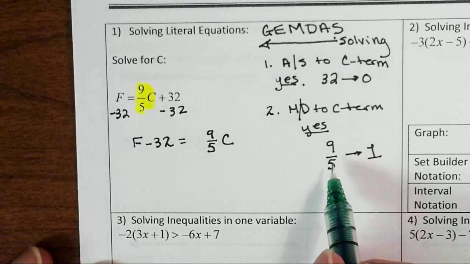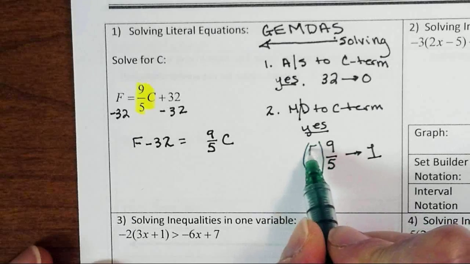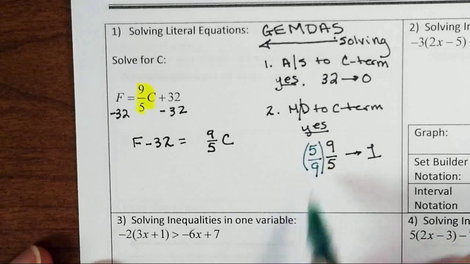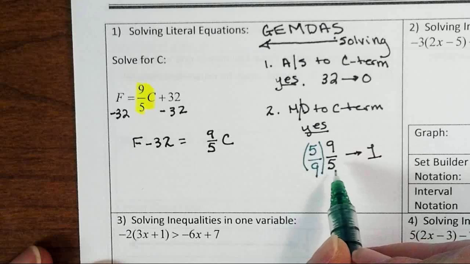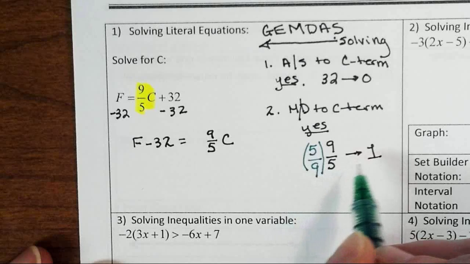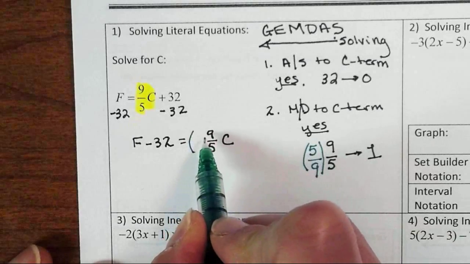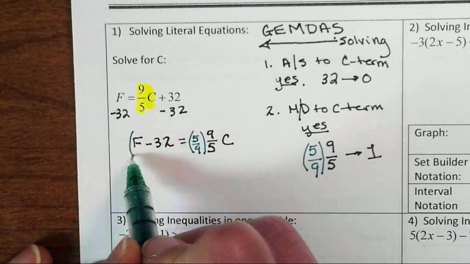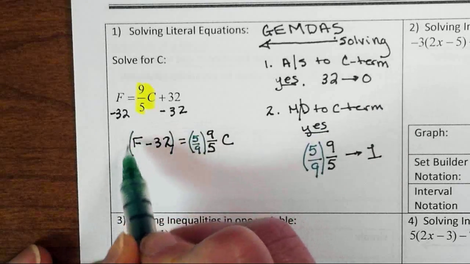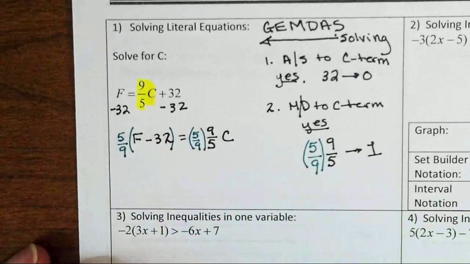So what am I going to do to 9/5 to make it turn into a 1? I have to multiply it by 5/9, because 5 times 9 is 45, 9 times 5 is 45, 45 divided by 45 is 1. So that means I have to multiply everything on the right by 5/9, and everything, notice I put that in quotation because it's everything, on the left by 5/9.